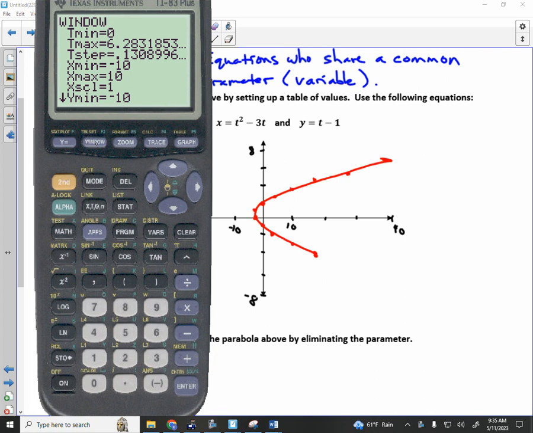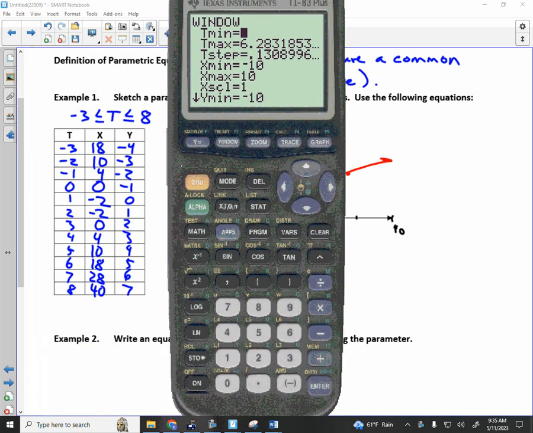Don't worry about the T step. Well, the T min, that's our minimal time. What is our minimal time here? -3. I'm going to put in -3. What's my maximum time? 8.